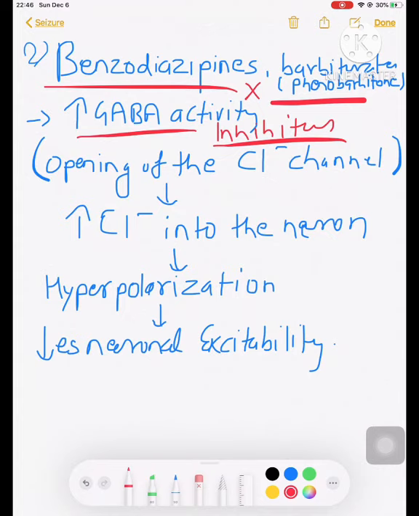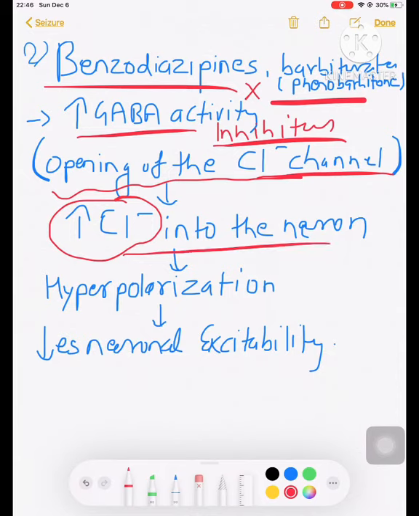How? This causes opening of chloride channels, so more negatively charged chloride ions will move inside the neuron. Thus it will decrease the resting membrane potential and make the cell hyperpolarized, decreasing the capacity of the neuron to get easily excited, that is, decreasing neuronal excitability. This is the mechanism of action of benzodiazepines and barbiturates.